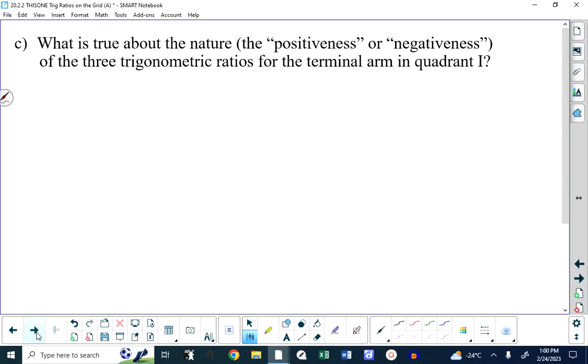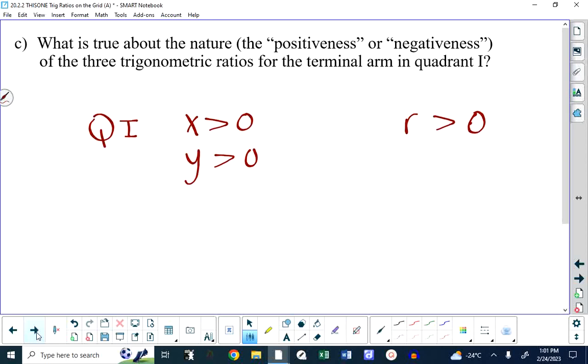What is true about the nature of x and y in that quadrant? What I mean is the positiveness and negativeness. You know, of course, on the coordinate grid that x can be negative or positive in different places, and y can be negative or positive. But what is always true in quadrant 1? They're all positive. So what we know is that in quadrant 1, x is greater than 0 and y is greater than 0. By the way, r is greater than 0 everywhere.